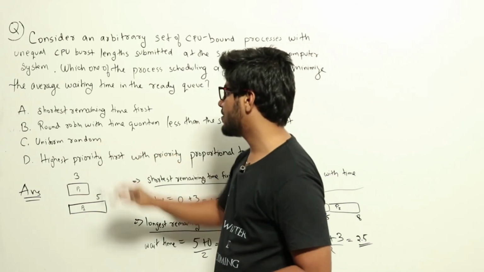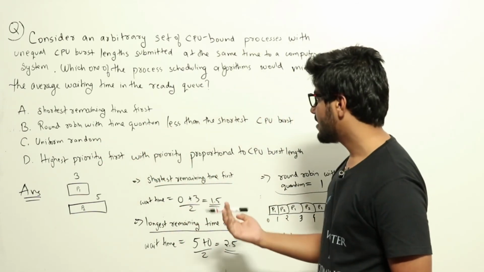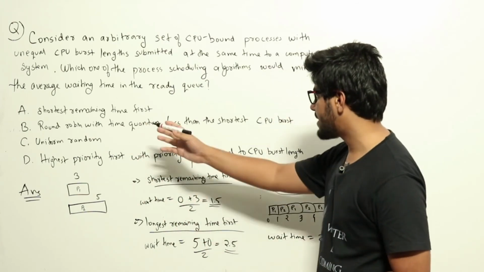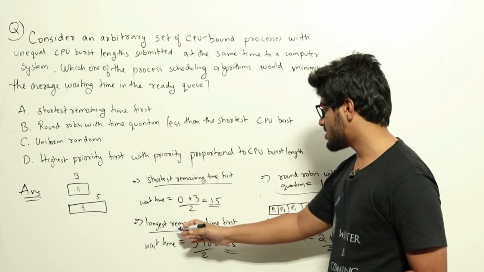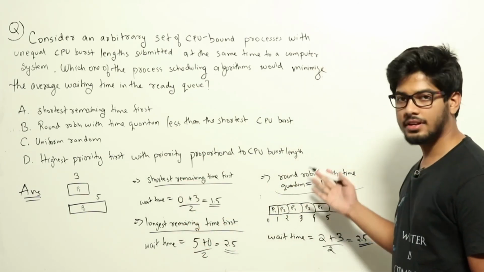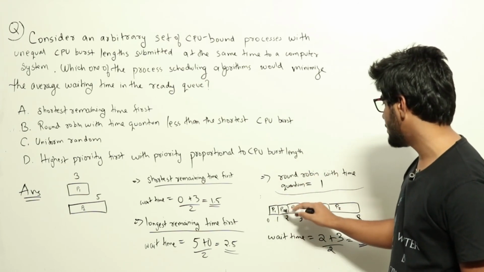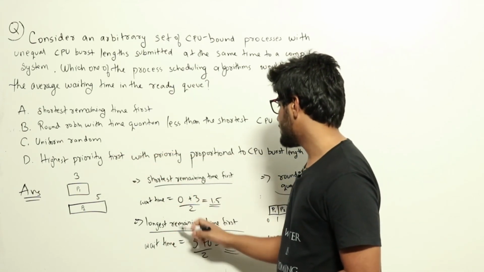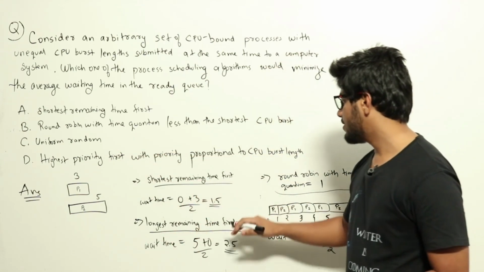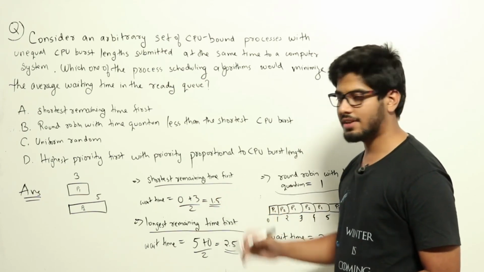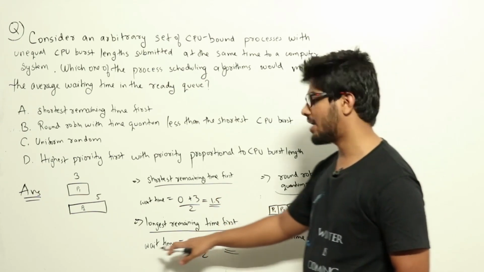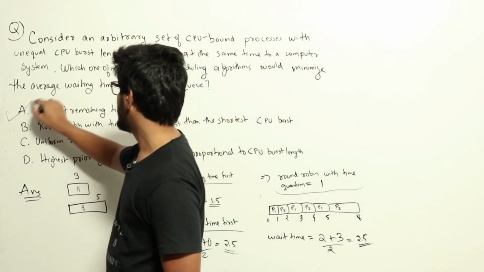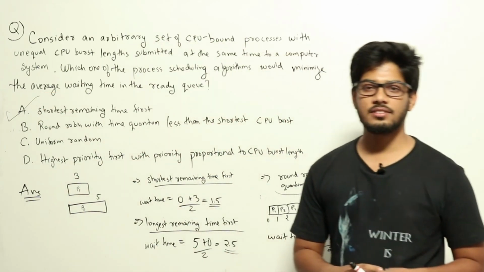Now option C is uniform random. Uniform random means it can run the processes in a random order. So uniform random can become shortest remaining time first or longest remaining time first or round robin. It won't become round robin because round robin has a time quantum, right? So it won't be round robin. Uniform random can be shortest remaining time first or the longest remaining time first. So it can't guarantee the smallest average wait time. If it becomes longest remaining time first, then it will have a higher wait time. So uniform random is also not correct. So here the answer is shortest remaining time first. That's the one which minimizes the average wait time.